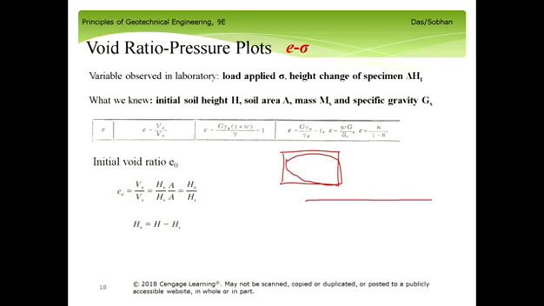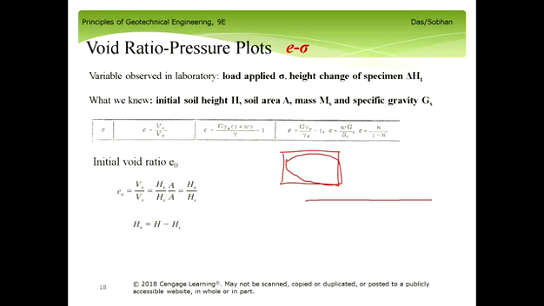Maybe it was like the first one. Not exactly. That is part of the reason. But one-dimensional, what does that mean? The meaning of one-dimensional is not only because we apply the load vertically. It's because the soil can't swell horizontally.